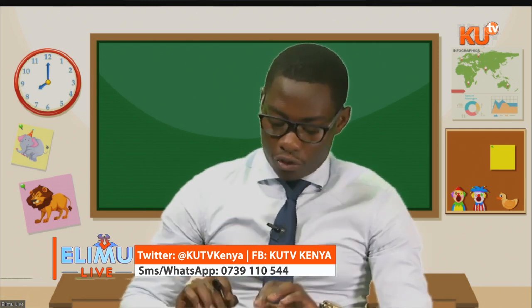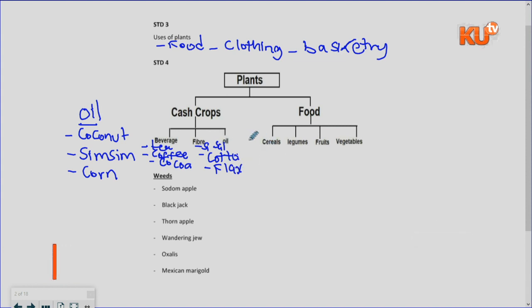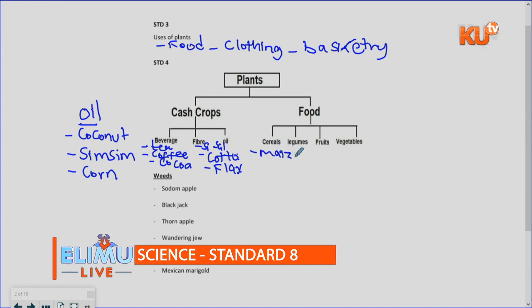So examples of cereal crops that we can look at. Here we have maize. We have maize as an example. We have wheat. We have rice. And other examples can include oat, barley, and also sorghum. Those are examples of cereal crops.